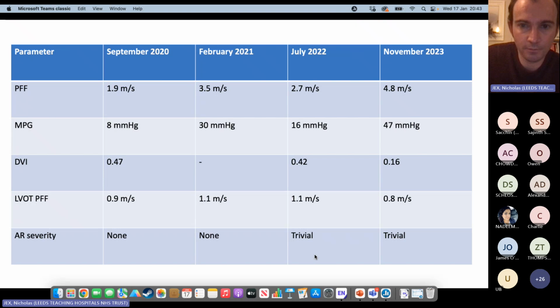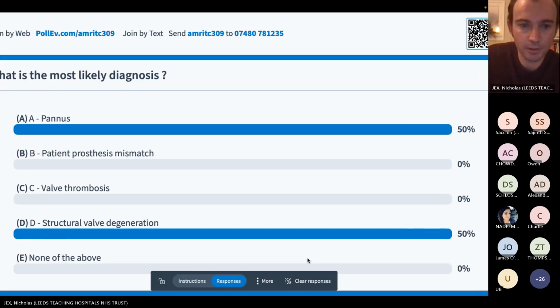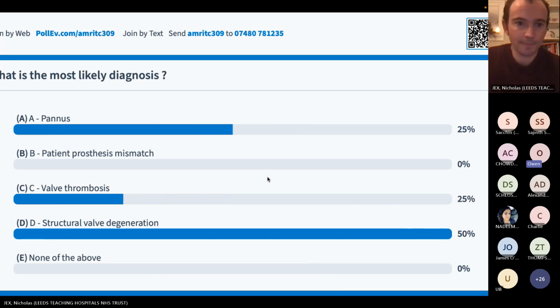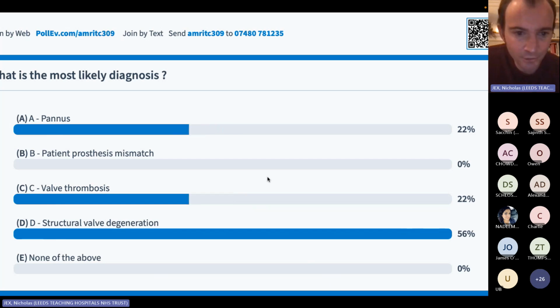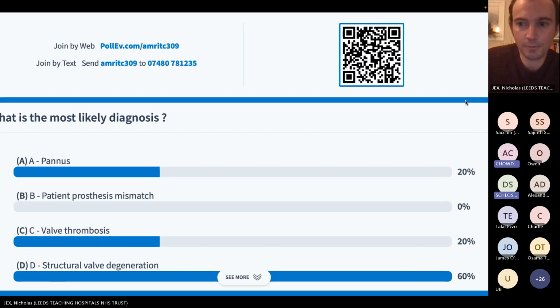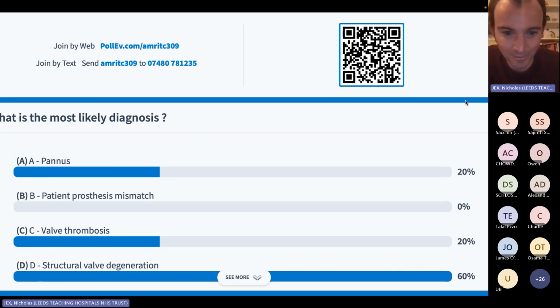I can't see how many people have voted on my screen, but we've got some responses coming in. Can you open it up? I can't see the QR code there. Nick, can you click on the QR code again? Oh, yeah. Brilliant. Sorry, I have to click on it to enlarge it on my screen. So I don't know how many people have voted there.